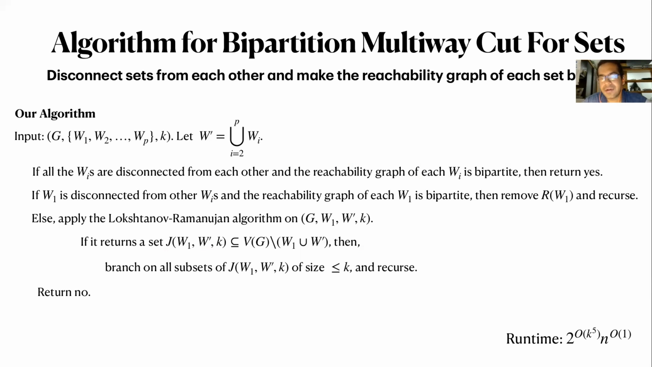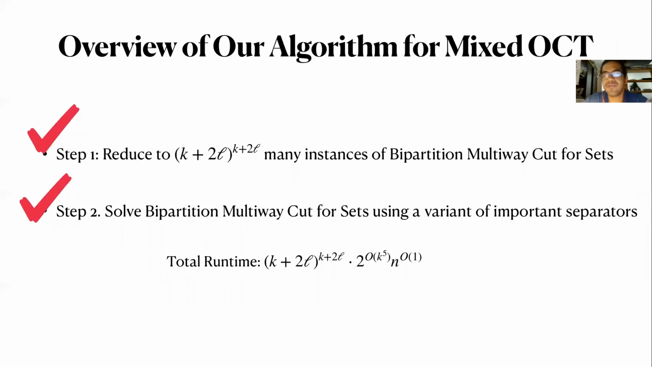The runtime of the algorithm, which I will not talk about in detail: if you recurse over it, you will see it forms an equation, and if you solve it, it can be solved in 2 to the power order k to the power 5, ignoring the polynomial terms as we do in parameterized algorithms. So we again show that, given an instance of bipartition multiway cut for sets, we give an overview of an algorithm which runs in 2 to the power order k to the power 5.